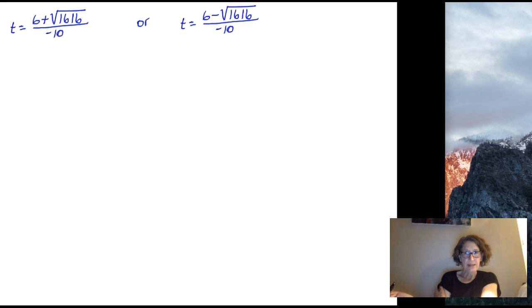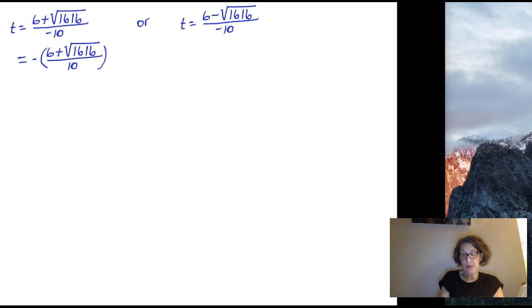When we have a minus sign in the denominator, we can bring that out front or put it upstairs in front of the numerator, in front of the whole fraction or just in front of the numerator. So I'm going to put it in front of the whole fraction, which means I have to use parentheses. So t is equal to negative and then parentheses and then 6 plus radical 1,616 over positive 10.